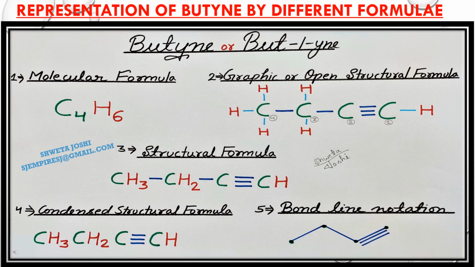Third one is a structural formula. In this case, we are going to show only carbon-carbon bonds and not the carbon-hydrogen bonds. In case of condensed structural formula, we are going to show only the triple bond between carbon-carbon atoms and no bond between carbon-hydrogen atoms or the single bond between carbon-carbon atoms. The fifth one is bond line notation. In this case, we are going to make only bonds. A single line represents a single bond, whereas a triple line or 3 parallel lines represent a triple bond.